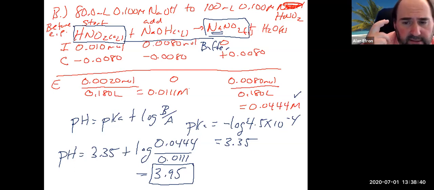And that's the things that you want to sort of think about. And you can see when we did our ice table here and our problem, that's exactly what we ended up with. We ended up with HNO2 and NaNO2, which is a weak acid and its conjugate base, which is a buffer. So again, if you sort of have that in your head, you have sort of a game plan as to what you should do.